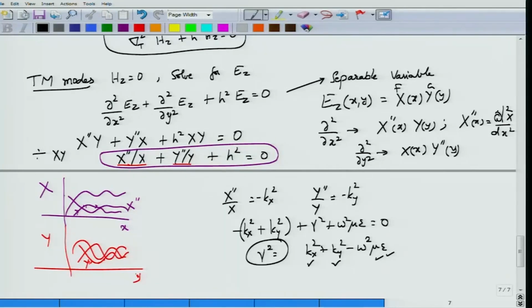So in the next module we will start solving these equations and show you how the electric and magnetic fields would vary with respect to x and y, as well as along z.